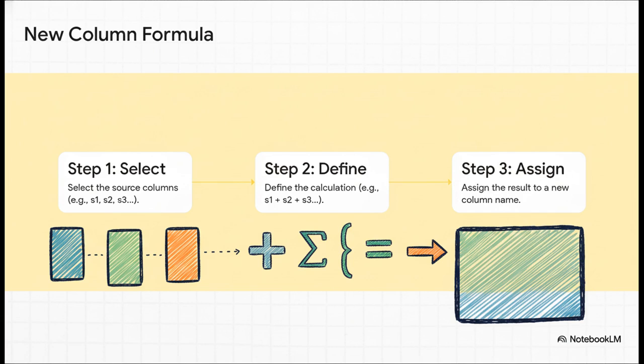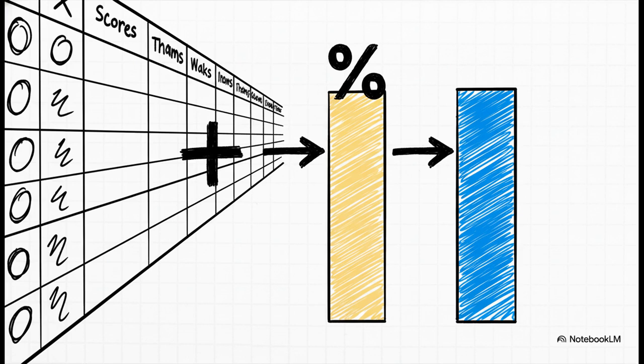First, you grab the columns you need. Second, you tell it what to do with them. Add them, divide them, whatever. And third, you just give your new column a name. That's it. So here's what's happening. First, we're going to add up all the subject scores to create a new column called obtained_marks. Then we'll use that new column to figure out the percentage.